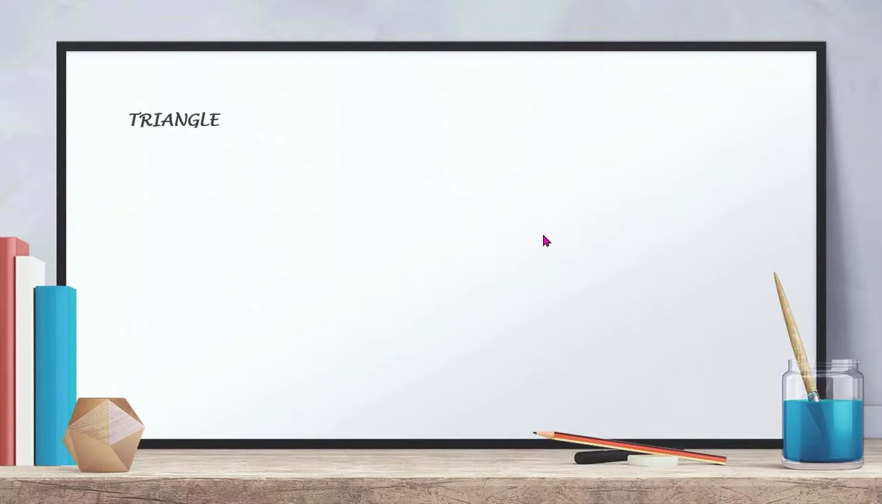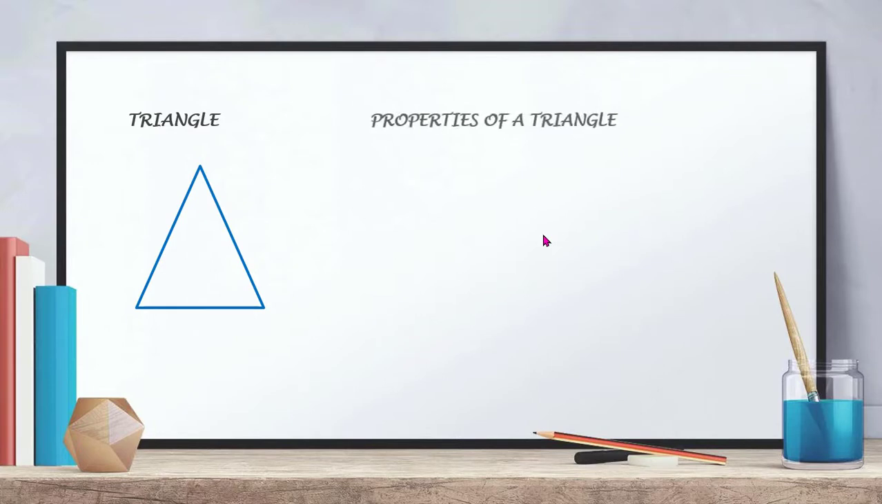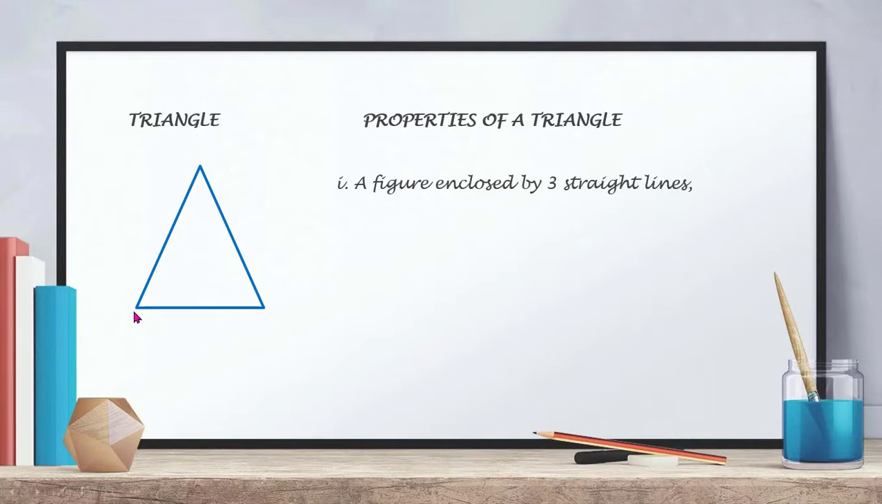Geometric figure number 6, the triangle. The triangle looks like this, and it has the following properties. Property number 1. A triangle is a figure enclosed by 3 straight lines. Line 1, line 2, line 3.